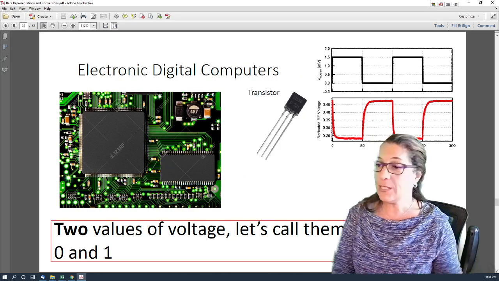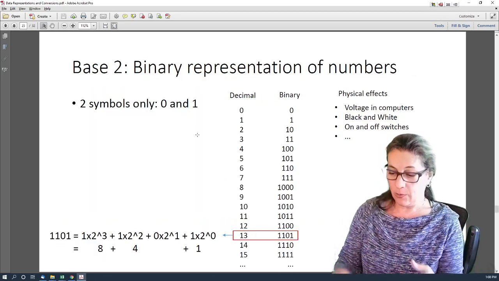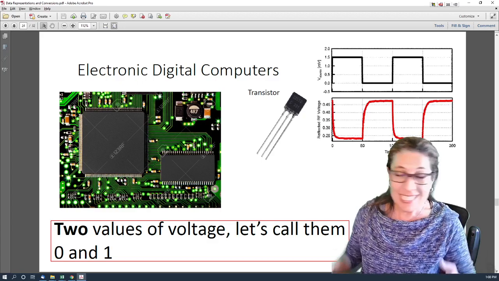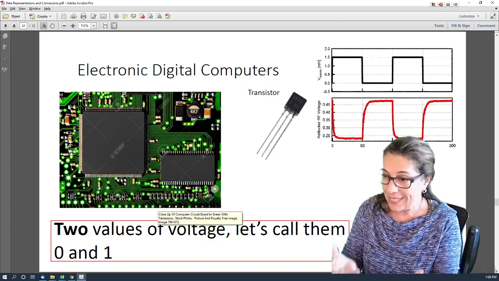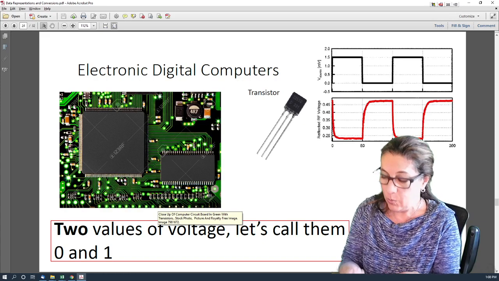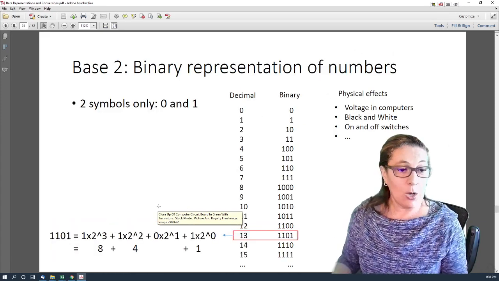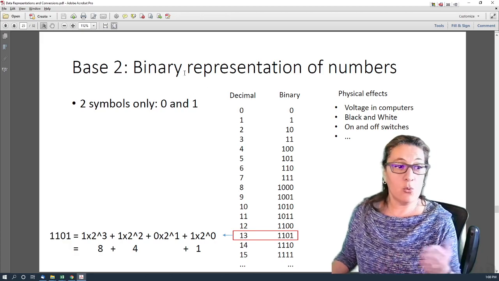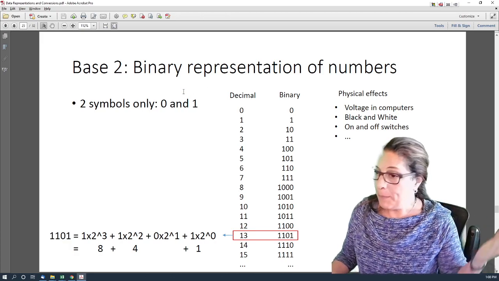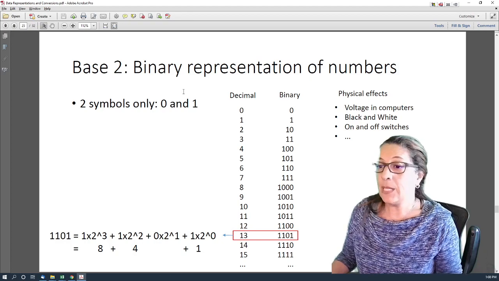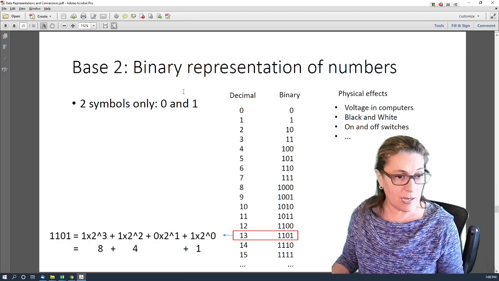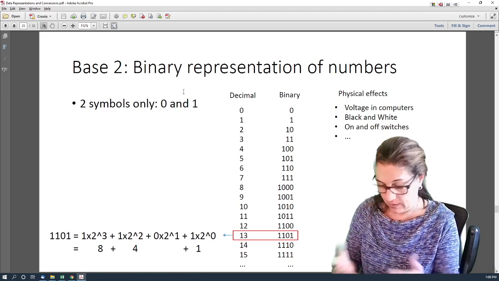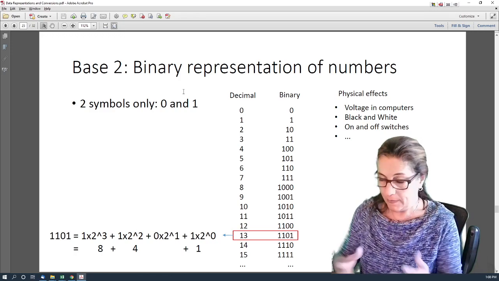So now that we know that, what does this two mean? It means that it's really two levels of voltage. Okay, the physical effect is voltage on transistors. That's what it means. So now it's up to us how to represent the numbers, the quantities, in the base 2 system for computers, because that's how computers are developed with these two levels of voltage.